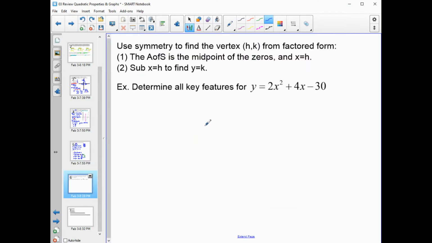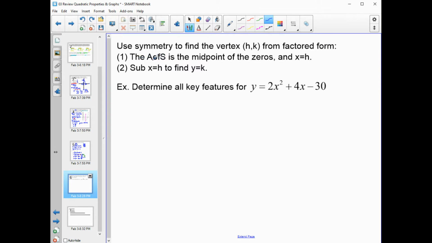And our final example in this review lesson: use symmetry of the vertex from factored form. Okay, so we're not using symmetry of the vertex. We're using symmetry to find the vertex. That's something I referred to a couple of slides ago from factored form. So the first thing we need to do is achieve factored form. And then I've got a couple of hints here.